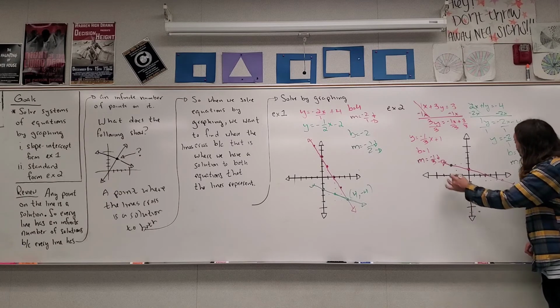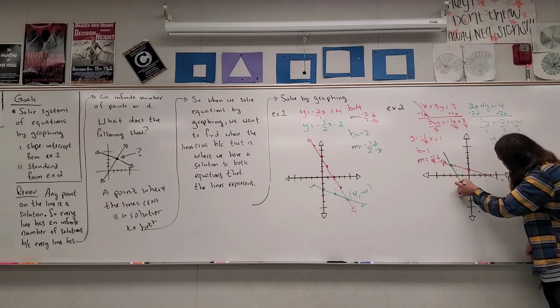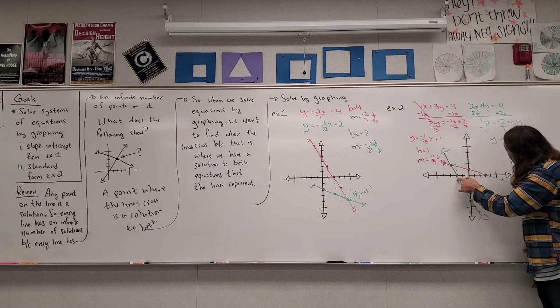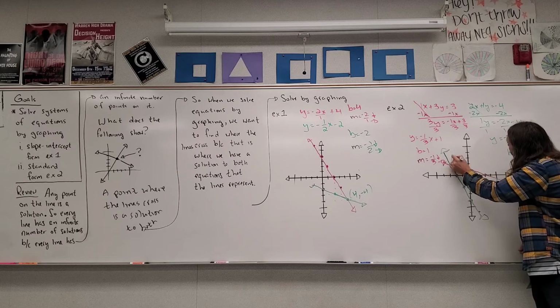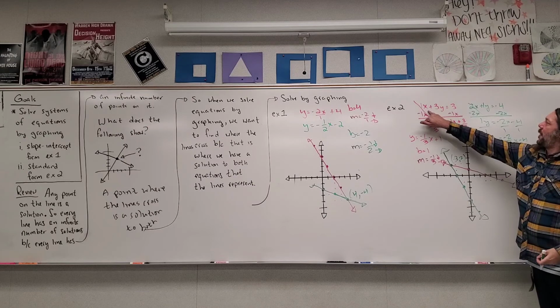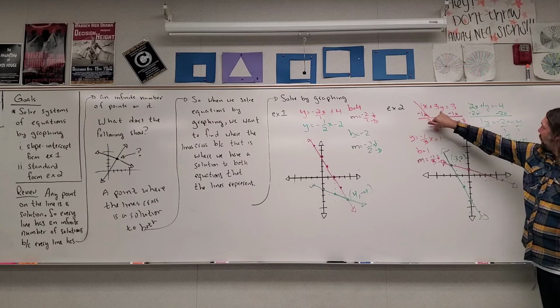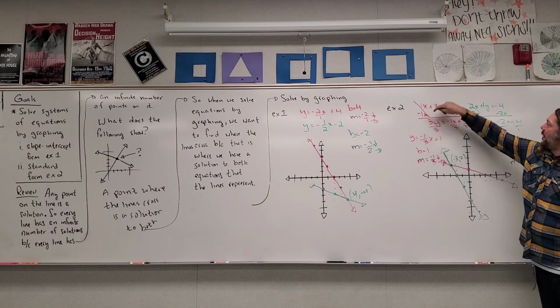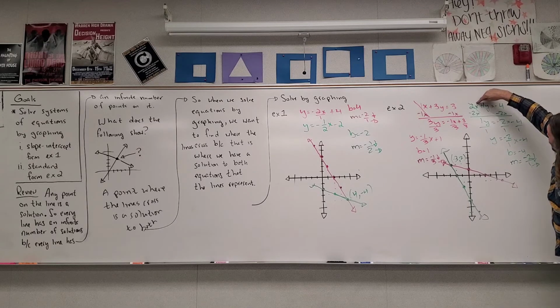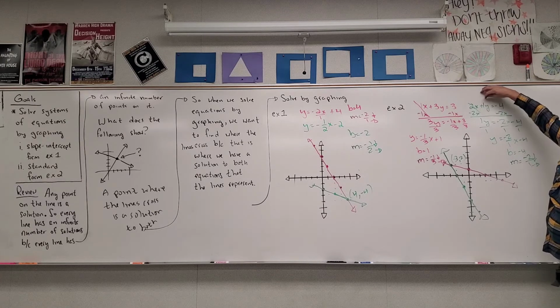So these lines, it looks like they cross at -3, +2. Plugging in -3 makes the first one 6, and 6 minus 3 equals 3. So that's the solution to that equation. -3 makes this a -6, and -6 plus 2 is a -4, and it's the solution to this equation.